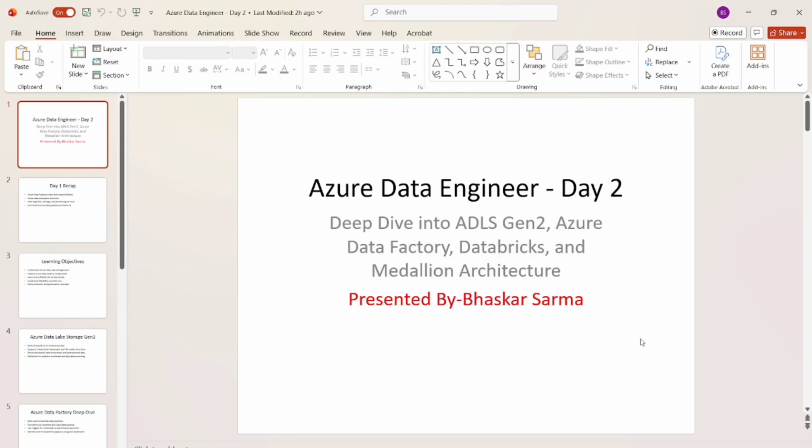Finally, we'll review the importance of security and governance concepts, including Azure RBAC, role-based access control. By the end of this session, you will have a clear understanding of how these services work together to build a scalable, secure, and efficient data platform on Azure. So guys, let's get started with day 2 of Azure Data Engineering.